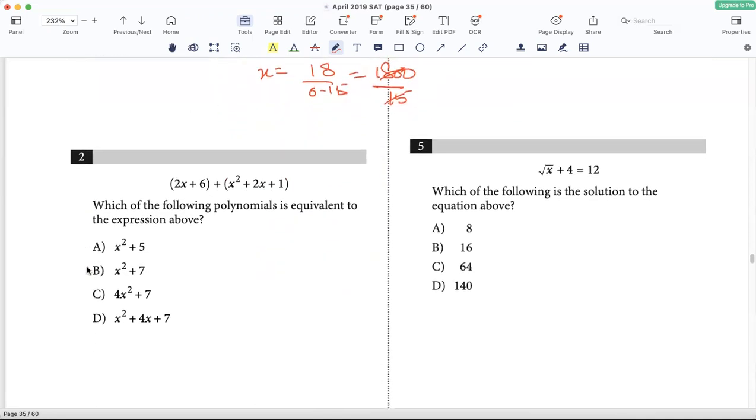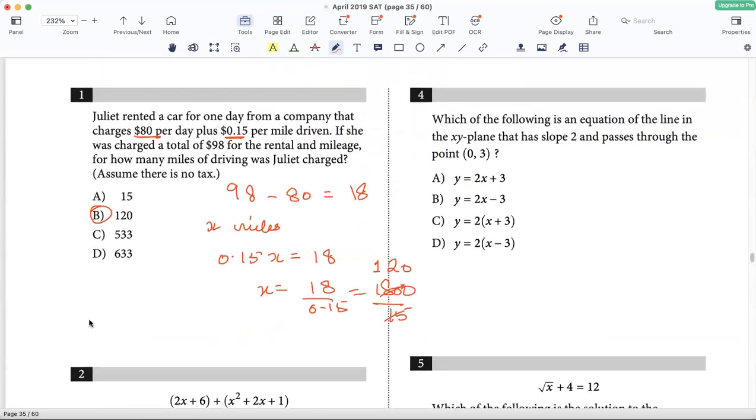Which of the following polynomials is equivalent to the expression above? 2x plus 6 plus x squared plus 2x plus 1. So x squared plus 2x is 4x. 6 plus 1 is 7. So x squared plus 4x plus 7.